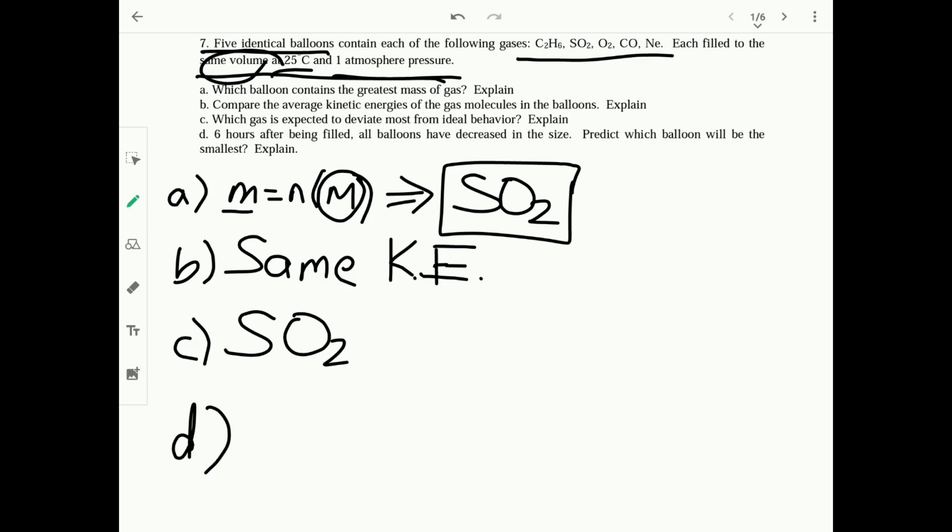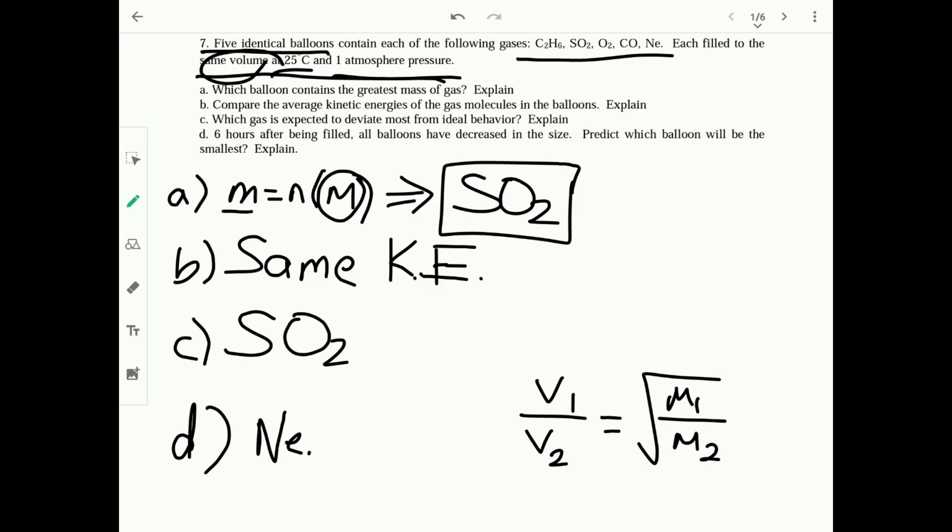Part D now. 6 hours after being filled, all the balloons have decreased in size. Predict which balloon will be the smallest and explain. Okay. For this one, the answer is neon. So now we have to explain why. Why is it neon? Basically, there's something called Graham's law of effusion, and it is represented something like this. V1 over V2 is equal to the square root of M1 over M2.